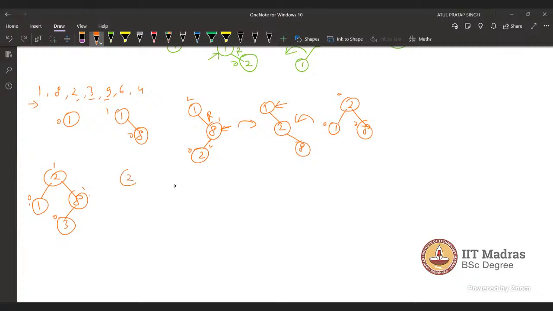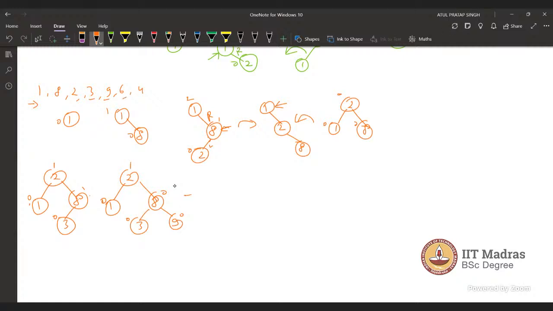So we will add 2, 1, and 8, 3, and 9. Okay, so 9 comes here. It also does not create any problem. 0, 1, sorry, 0. Leave no. Now this is 2, this is 1. This is okay. There is no issue with this 3.